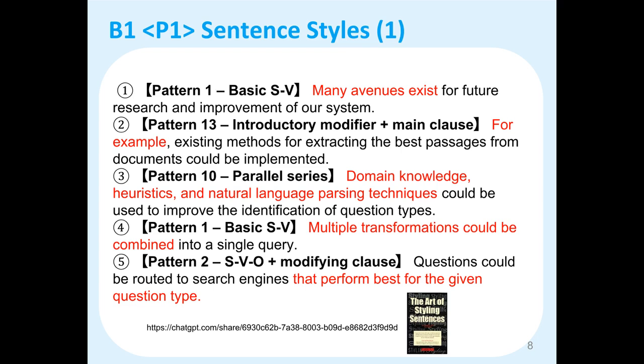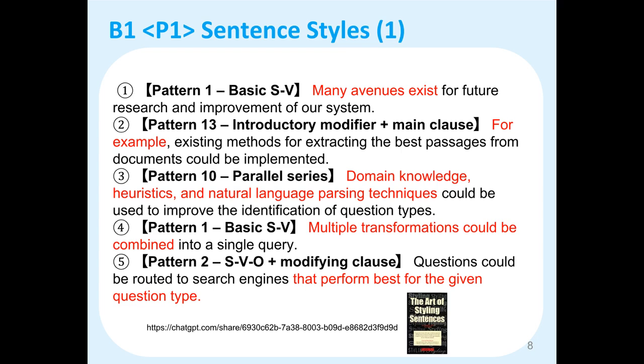Sentence 2 uses pattern 13. Introductory modifier accompanied by the main clause. For example, existing methods. The introductory phrase creates flow and context before the main idea. Sentence 3 is pattern 10, the parallel series. Domain knowledge, heuristics, and natural language parsing techniques are listed in a balanced, rhythmic series, which is highly effective for technical lists. Sentence 4 reverts to the simple pattern 1, basic subject-verb construction.